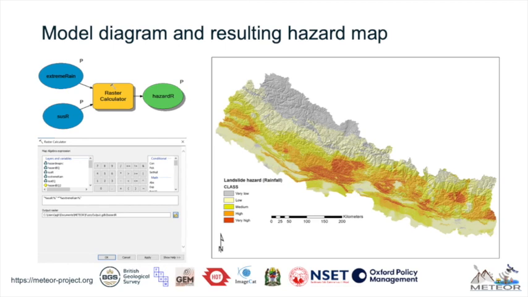For more information on the landslide susceptibility and hazard assessment methodologies, please revise the provided training material and references.